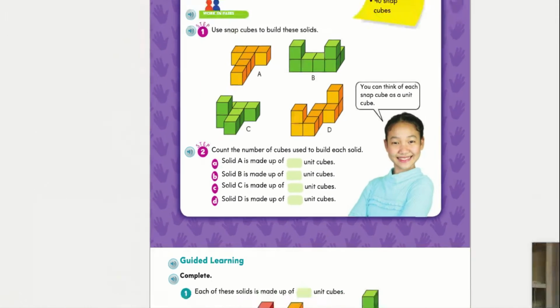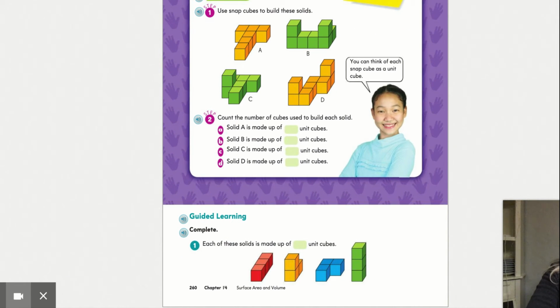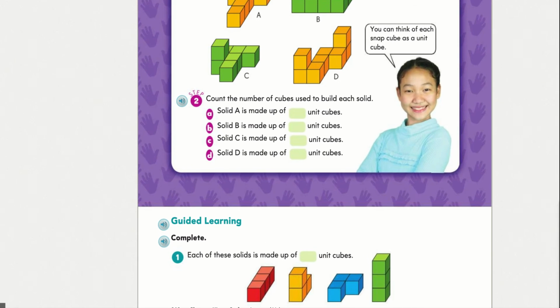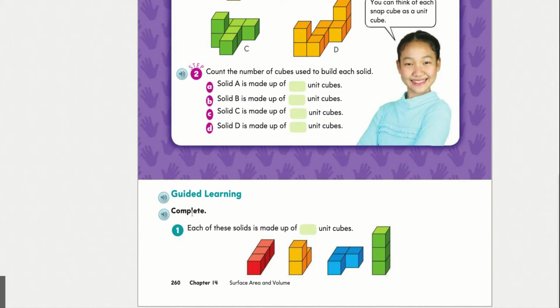We have a hands-on activity that we can't do because we don't have the blocks, but if you have blocks at home, you could maybe do that. I think we're going to go ahead and skip it. We're going to do a little bit of guided learning.